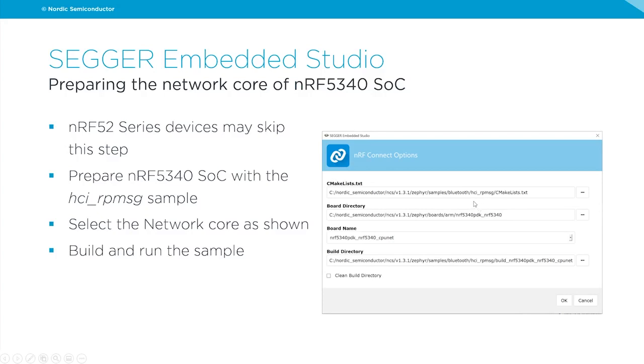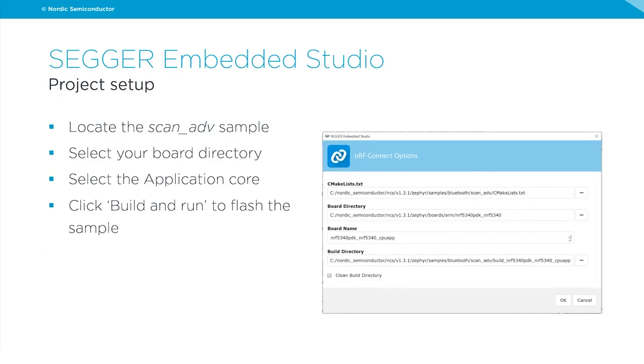And when that's done, you can jump to the next step, which is opening a new project again. And if you have a 52 series device, you can start here. So here we pick our scan advertising device, which is found on your computer, where you put your NCS tag.